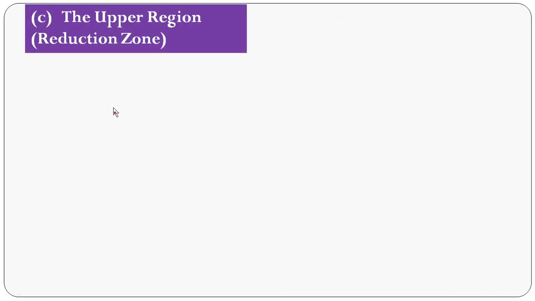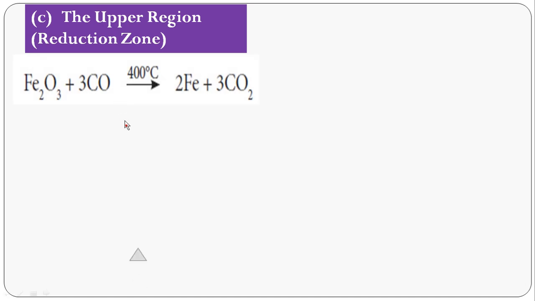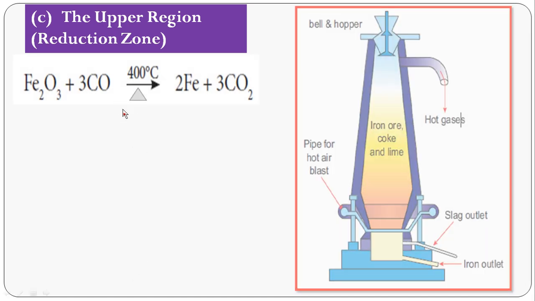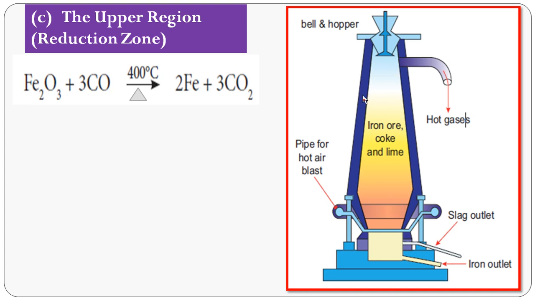Now come to the third region, that is the upper region. The zone is called the reduction zone. The upper zone region is called the upper region. This is a reduction zone, and here the reaction prevails at 400 degrees Celsius.